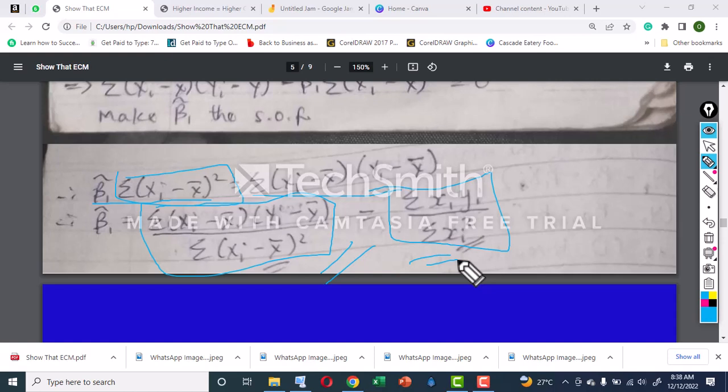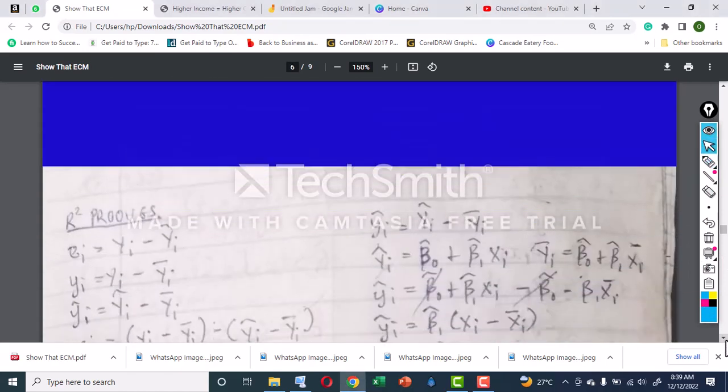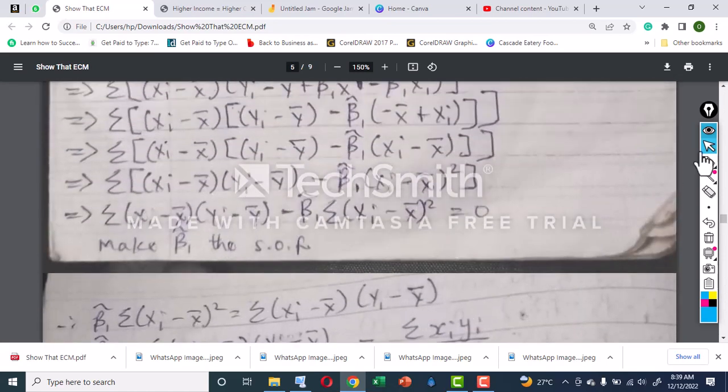So I'll just end this video here. I think the next formula is the R squared family. R squared is the coefficient of determination. Yeah, the R squared family. We are going to look at the R squared family very soon, but let me just create a new video for that. Thank you.